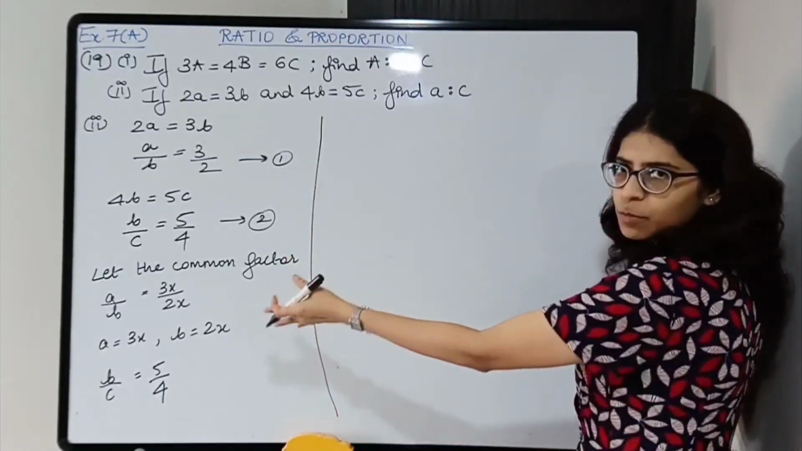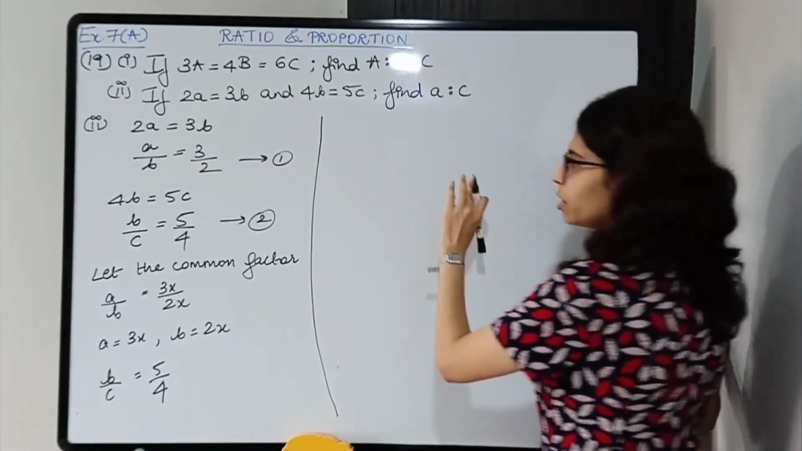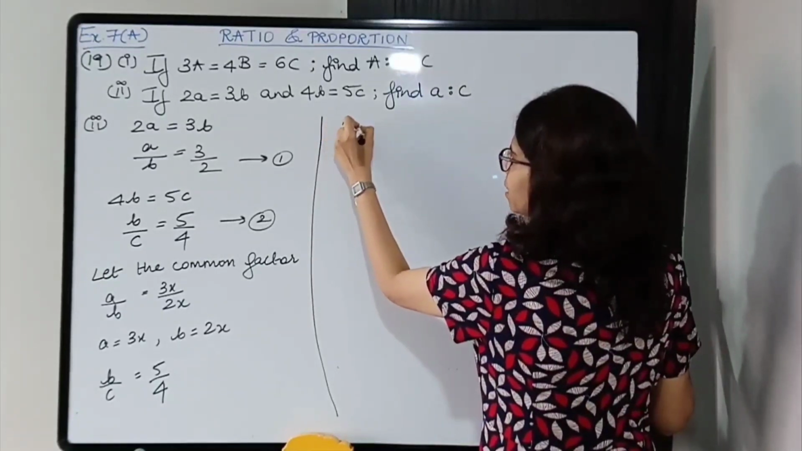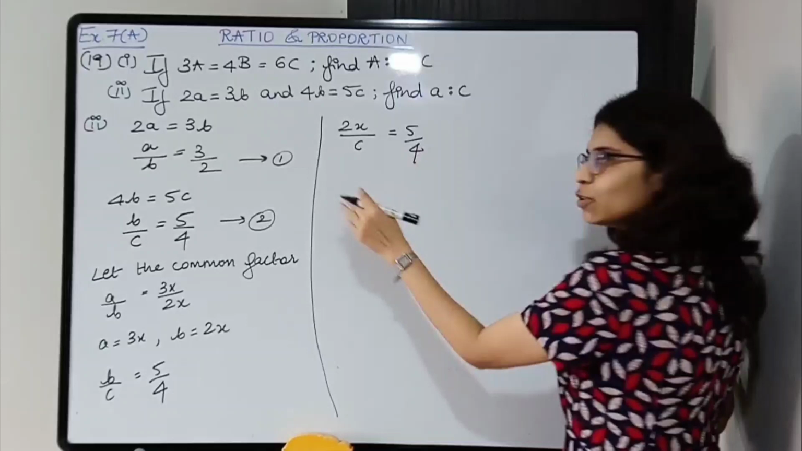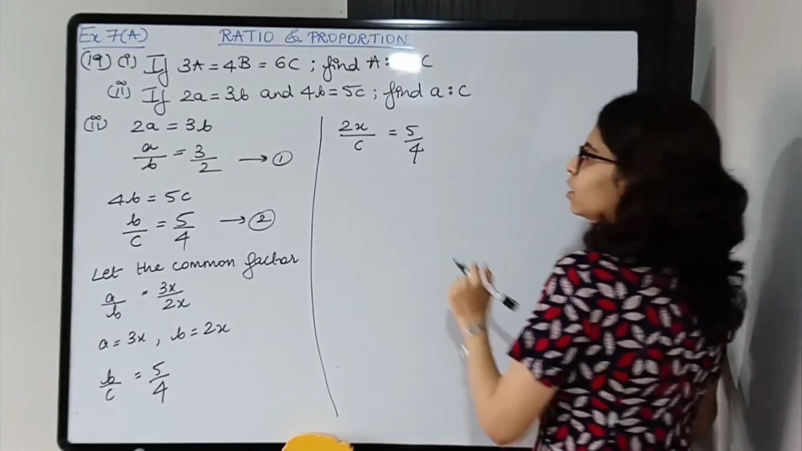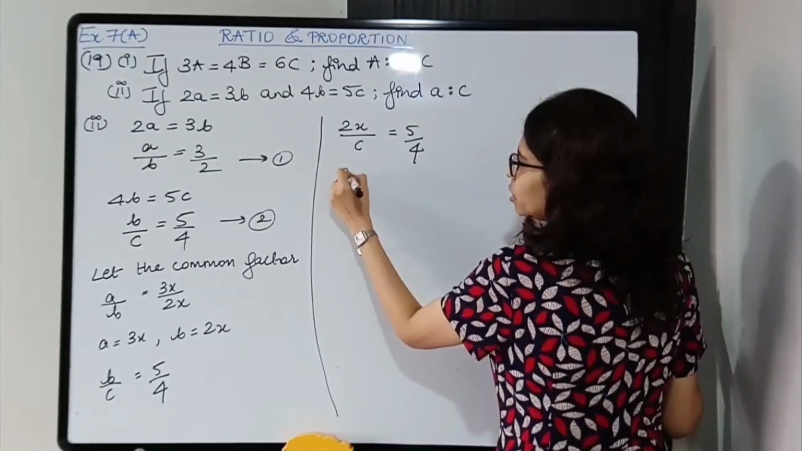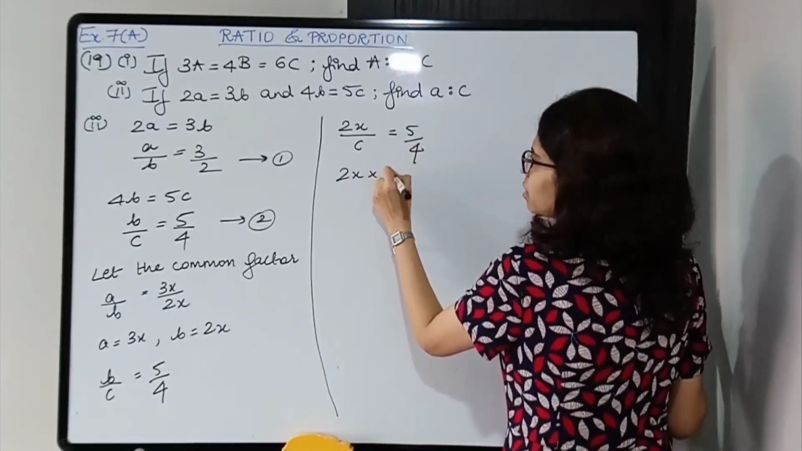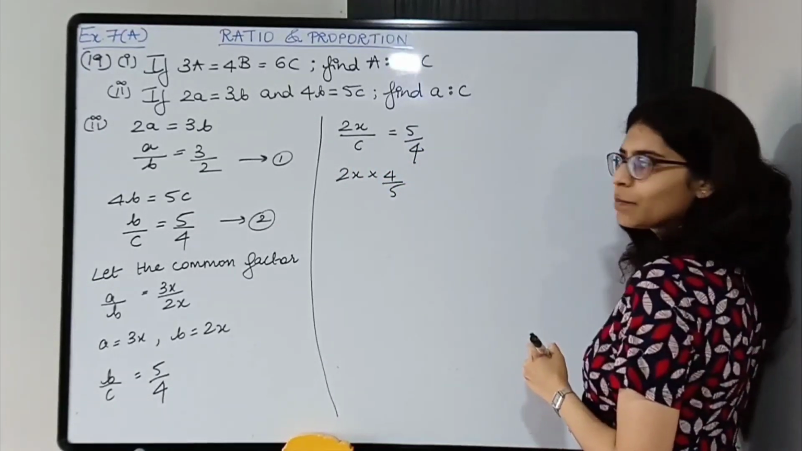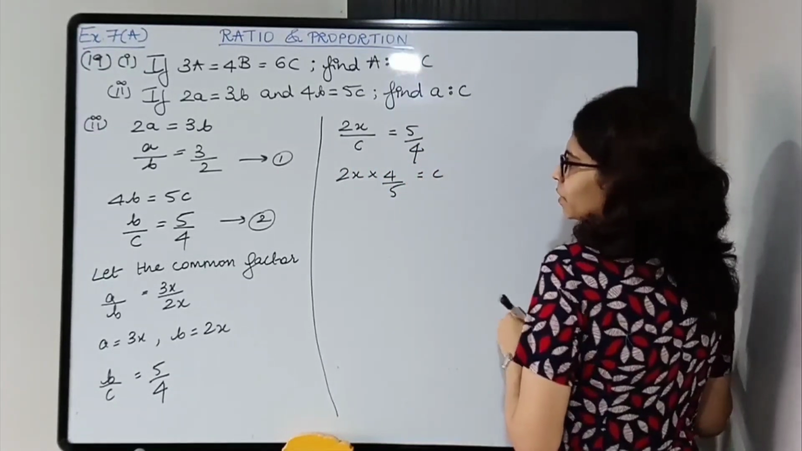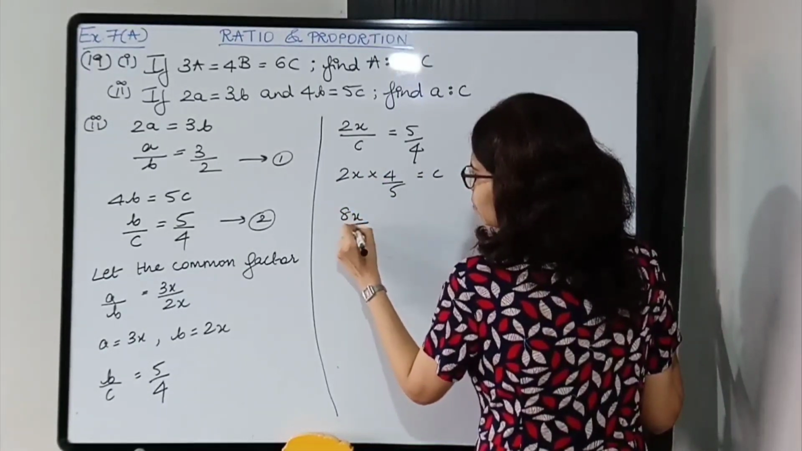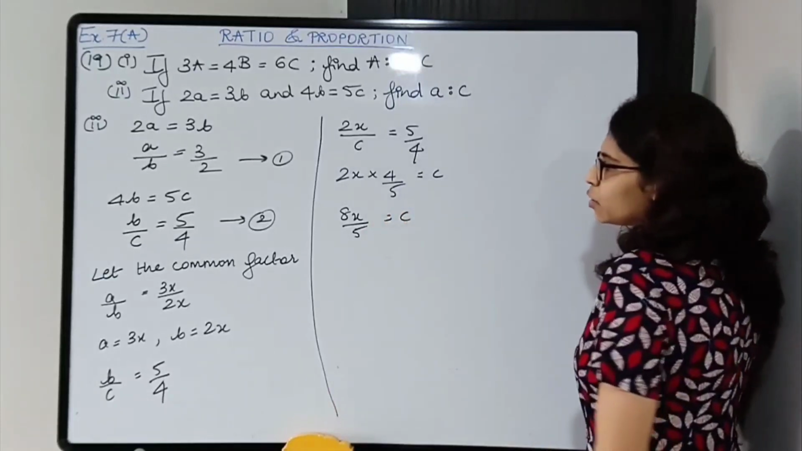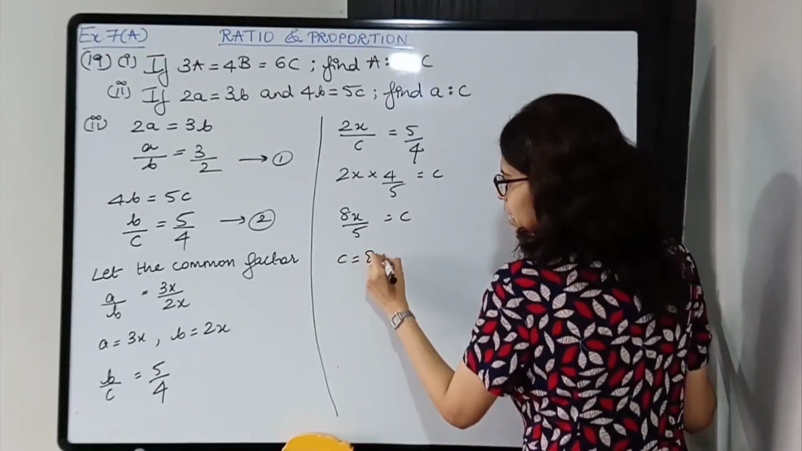So you can see it's very much similar to question number 18. Okay, so 2x upon c is equal to 5 upon 4. We are using the same steps. Now c, shifting it on the other side and this on the other side, reciprocal हो जाएगा and c over here. So again nothing is getting cancelled. So 2 4s are 8 into x upon 5 is equal to c. So we got c in terms of x.